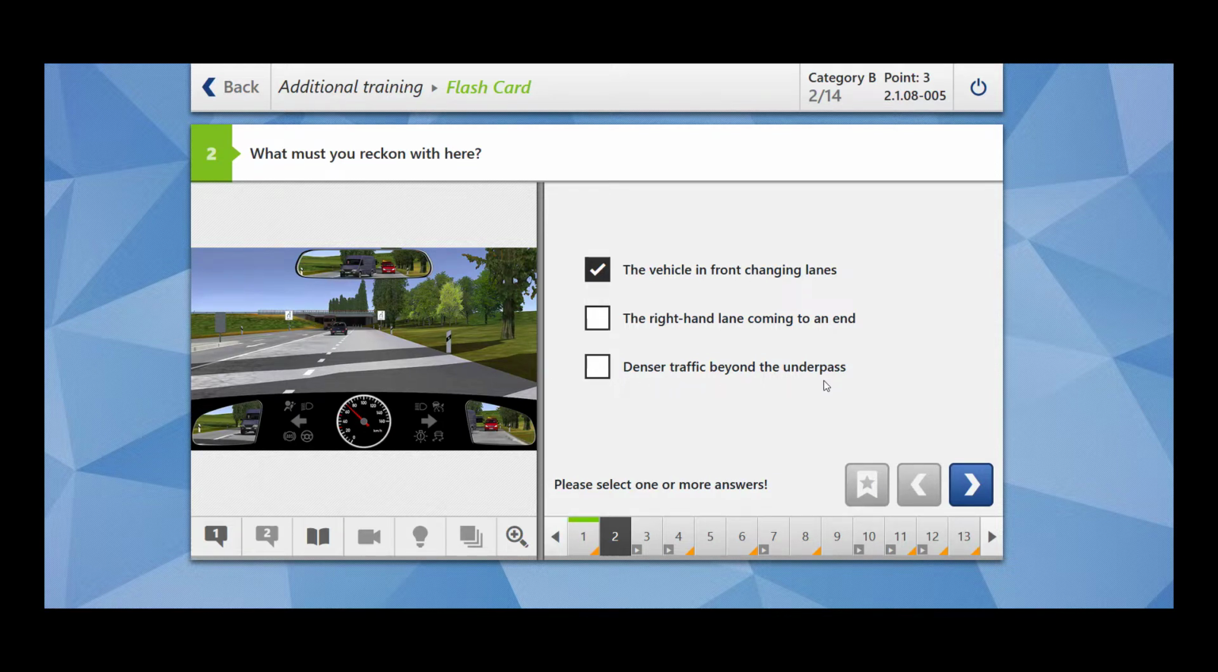Denser traffic beyond the underpass. This you could expect. Why? Because this lane is going to end. That's why all the traffic which is flowing on this lane is going to merge onto the right hand lane. So you could expect denser traffic beyond the underpass. Let's check our options. Our answer is correct.